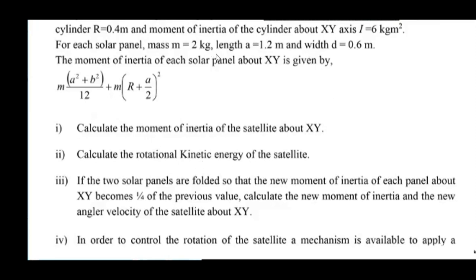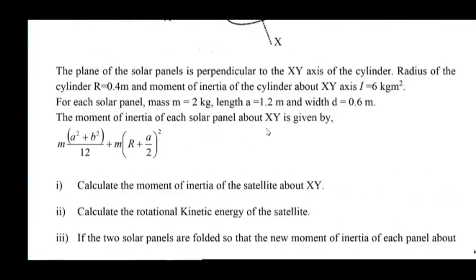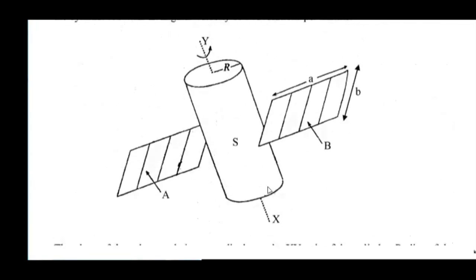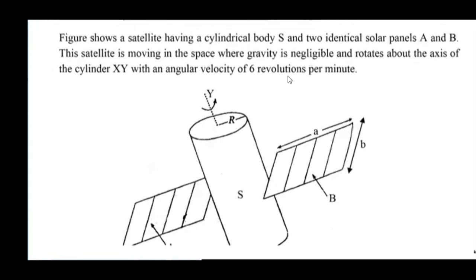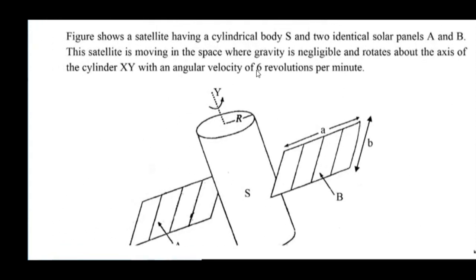Here they have given the angular velocity in RPM. As I remember, it is given as 6 RPM. Yeah, you see, the angular velocity is given as 6 revolutions per minute. So if the RPM value is given and they ask us to find the angular kinetic energy, first of all, we should convert this RPM into radian per second. Let us do it first here.